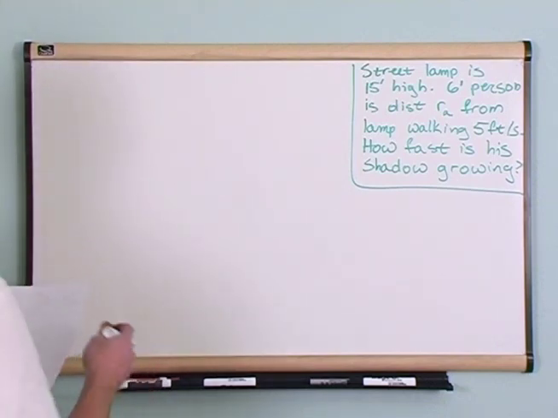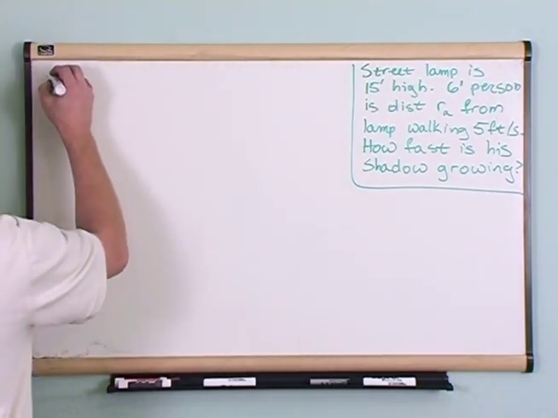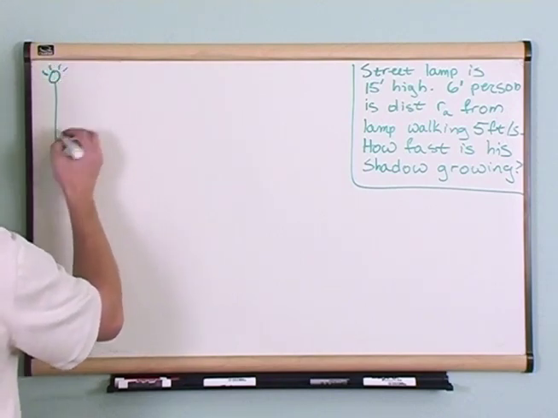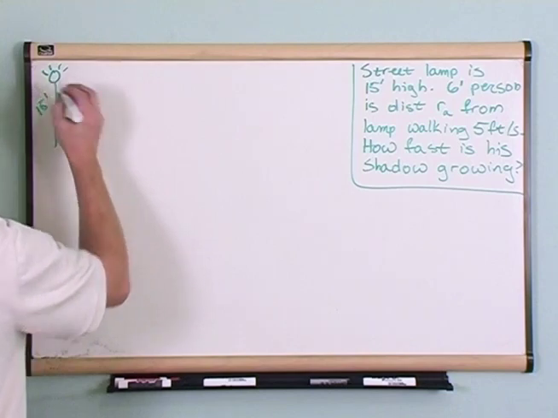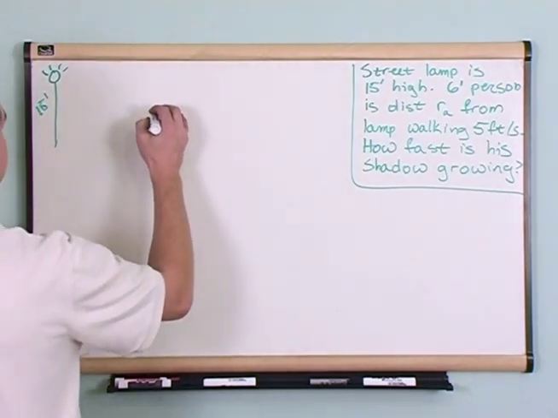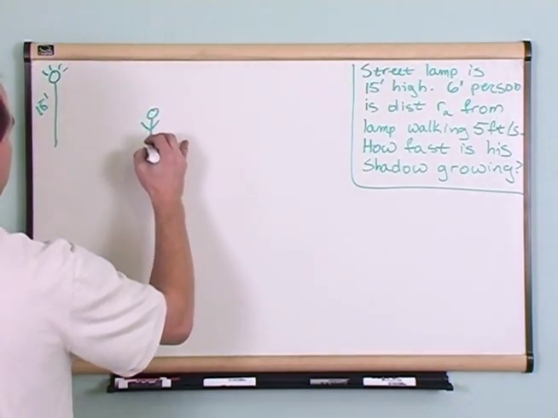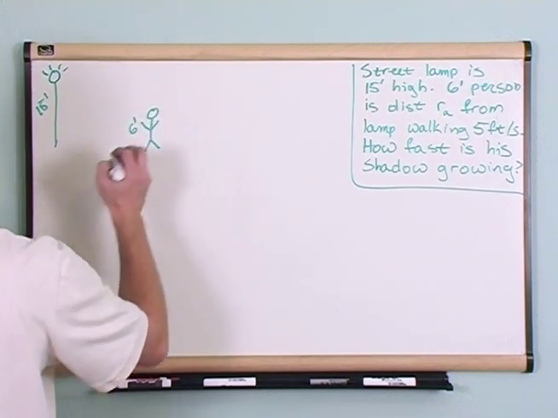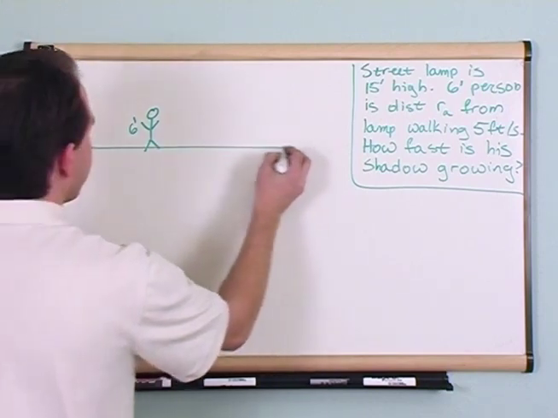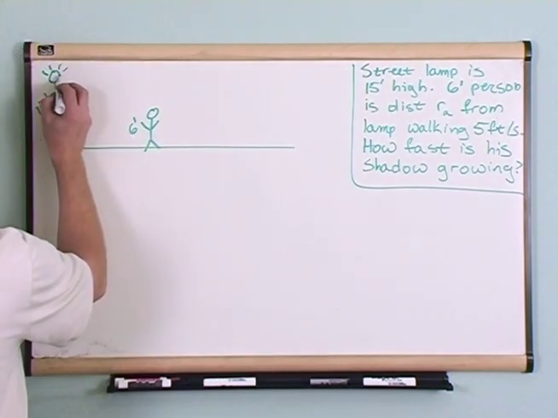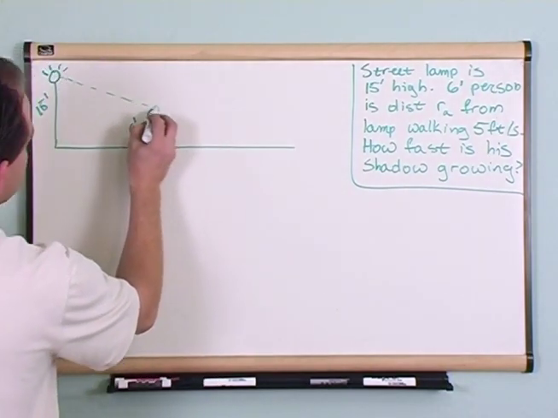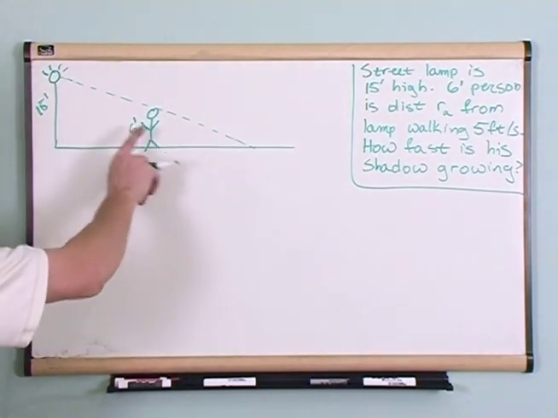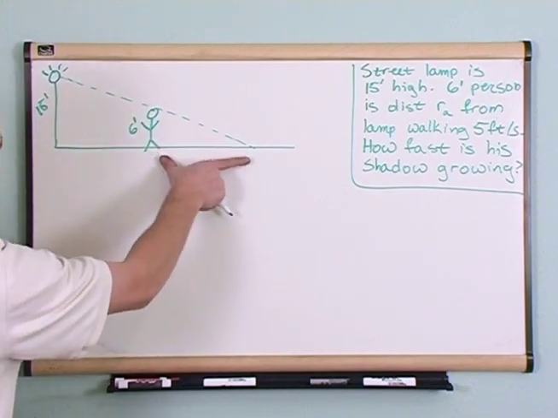So what you need to do is go ahead and draw yourself a picture. So here's a lamp, and this is 15 feet high. Over here you've got some guy, and he is 6 feet high. And the light rays are coming out of the lamp, hitting the top of his head, and creating a shadow this long. Because when you think about it, the light's coming down and it's projecting a shadow.